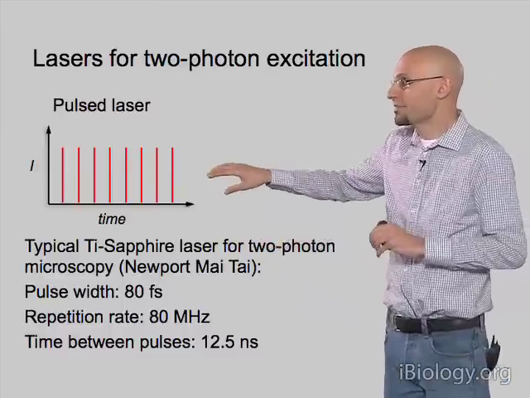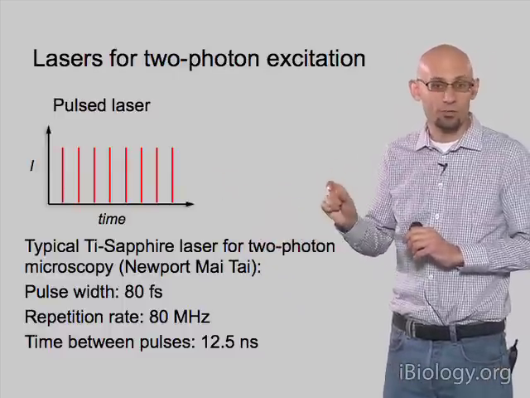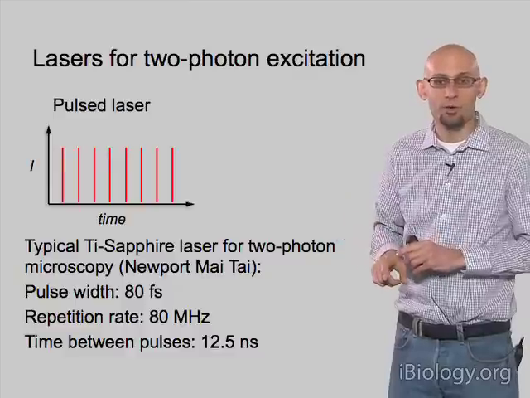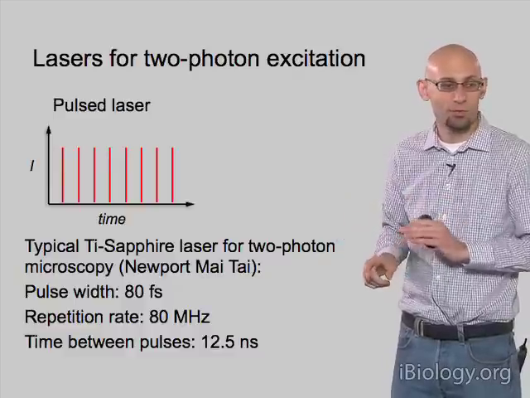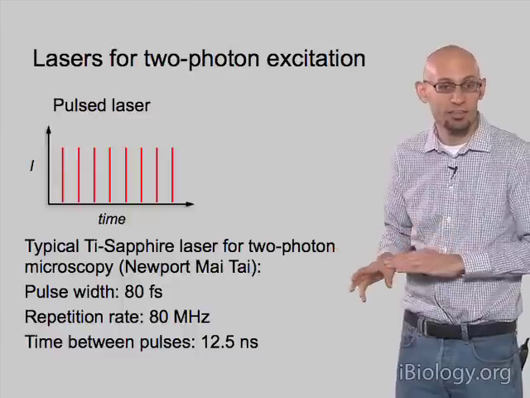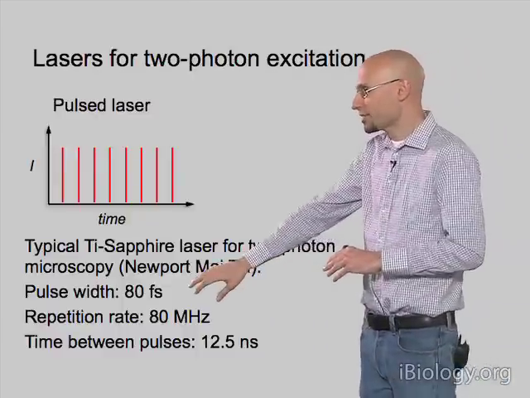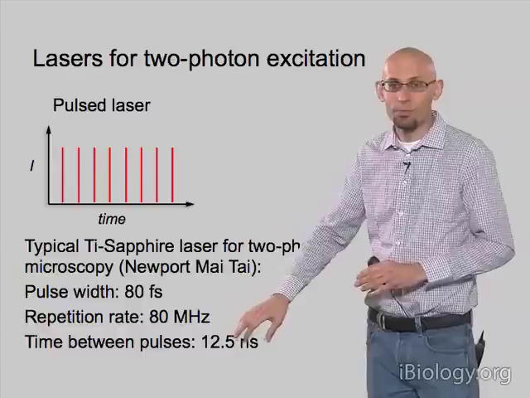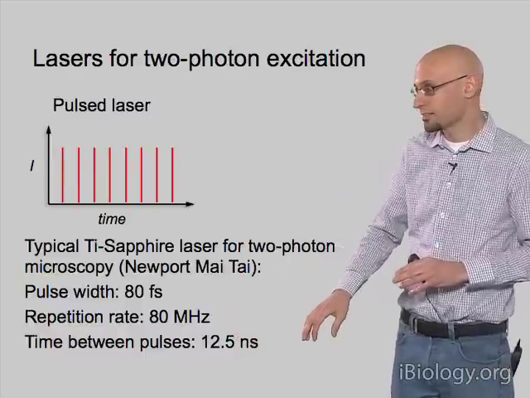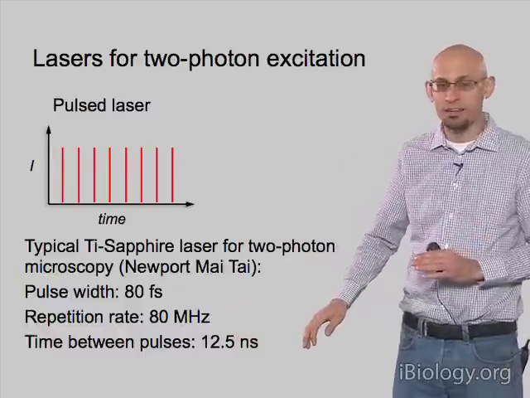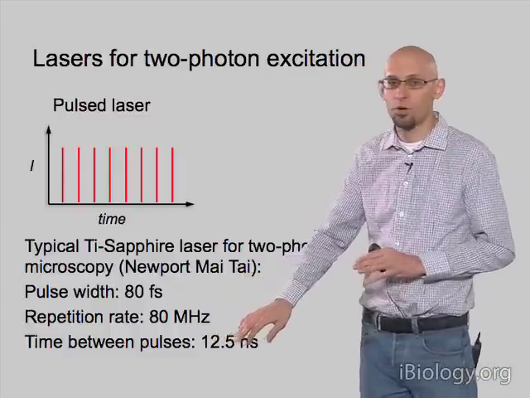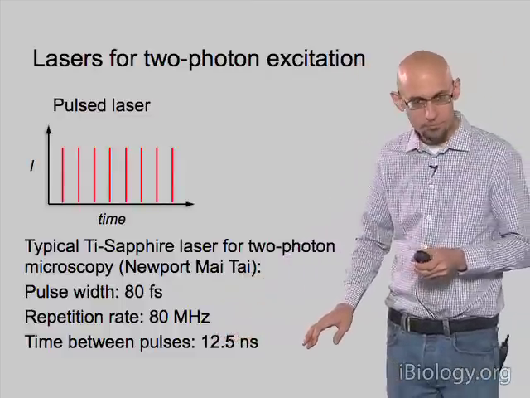These pulses are 80 femtoseconds wide. So these are very, very short pulses. They last a tiny, tiny fraction of a second, 1 part in 10 to the minus 14th of a second. And there's actually quite a lot of them. They are repeated at an 80 megahertz rate. So there's 80 million pulses per second, and that means the time between pulses is 12.5 nanoseconds.